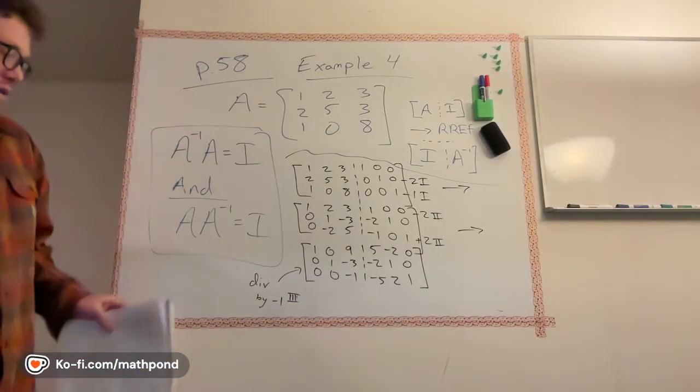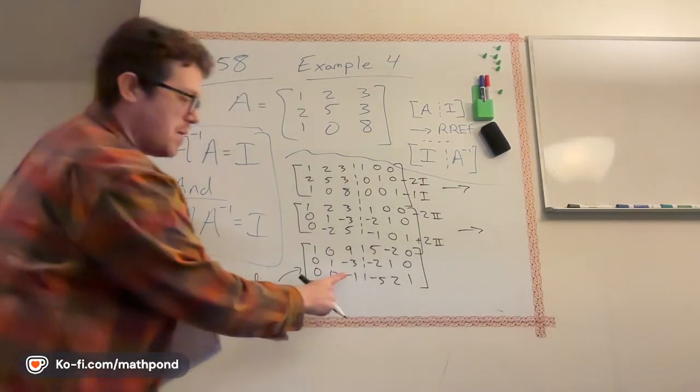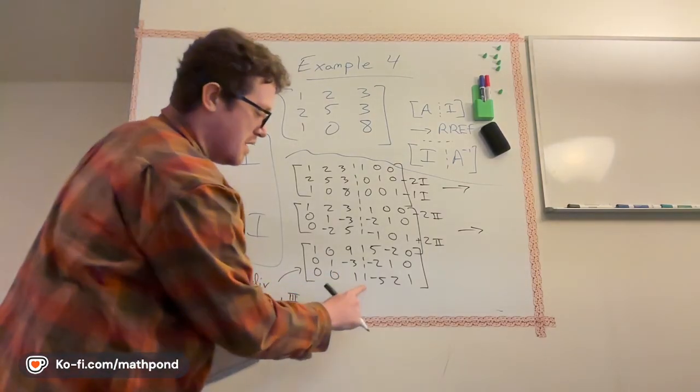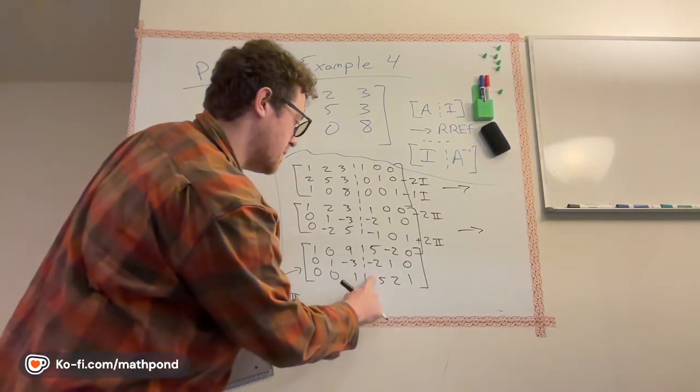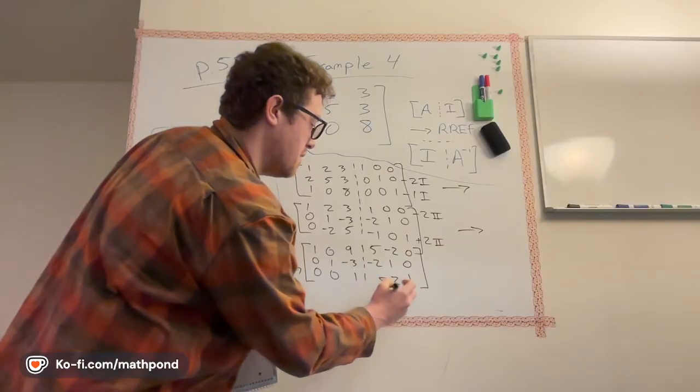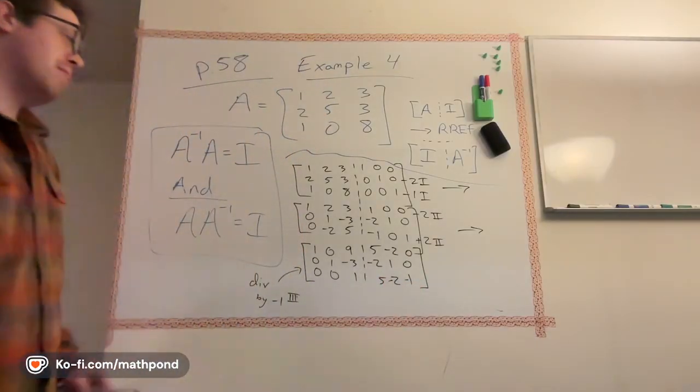So we divided the third row by negative 1. So we flip all the signs. This becomes positive 5. This becomes negative 2. This becomes negative 1.